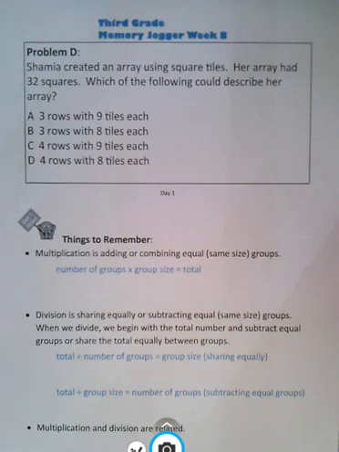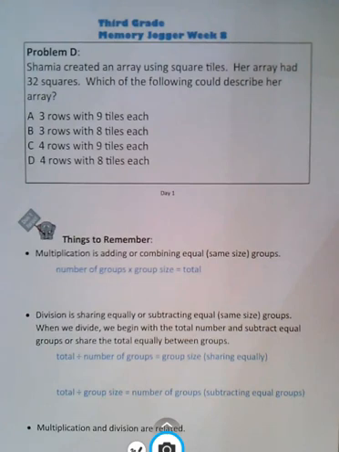Let's take a look at week 8, day 1, problem D. Shamia created an array using square tiles. Her array had 32 squares. Which of the following could describe her array? A, 3 rows with 9 tiles each. B, 3 rows with 8 tiles each. C, 4 rows with 9 tiles each. Or D, 4 rows with 8 tiles each.